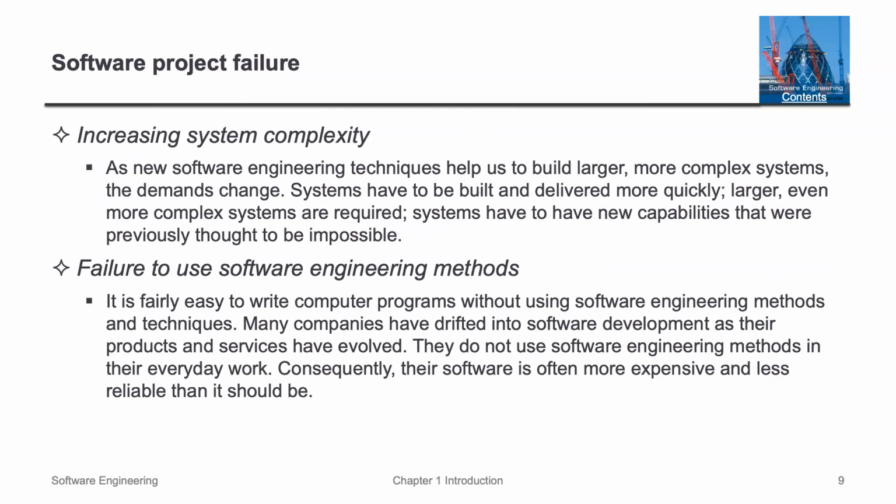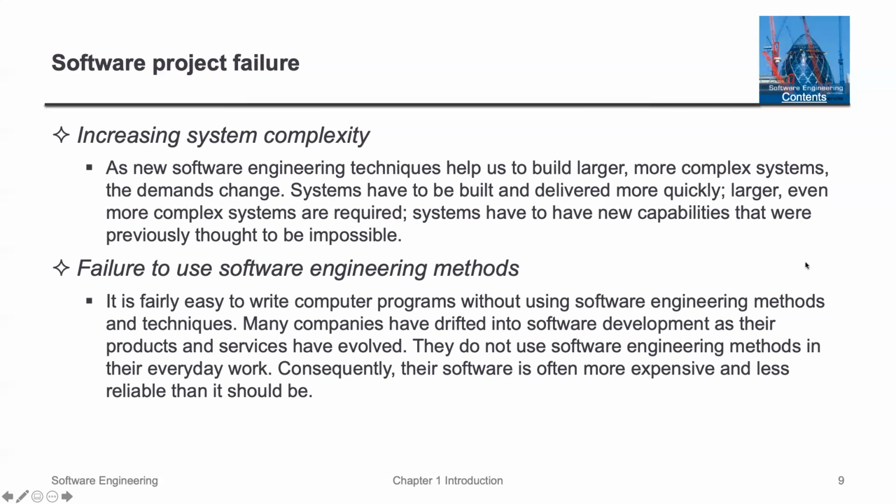What are the things you want to be aware of in terms of software project failure? Increasing system complexity is an area with some potential Achilles heels, if you will, things that could cause potential areas where you could see failure. As new software engineering techniques help to build larger, more complex systems, the demands change.